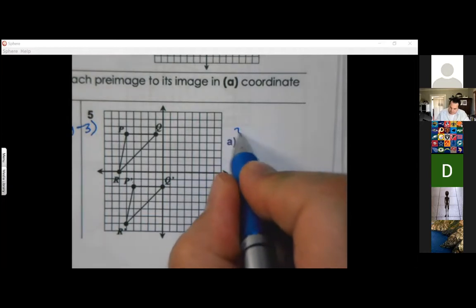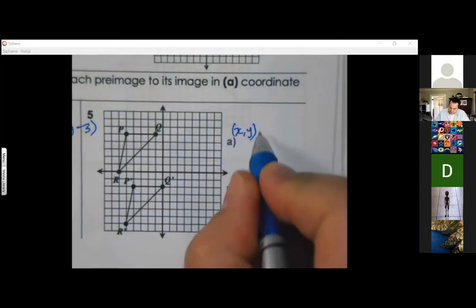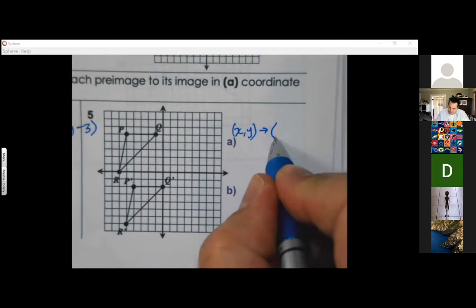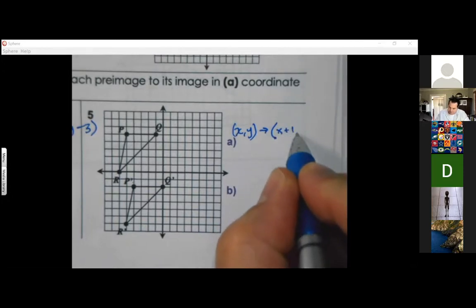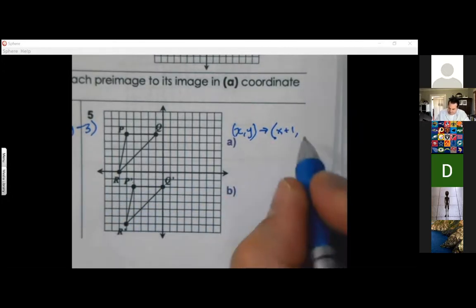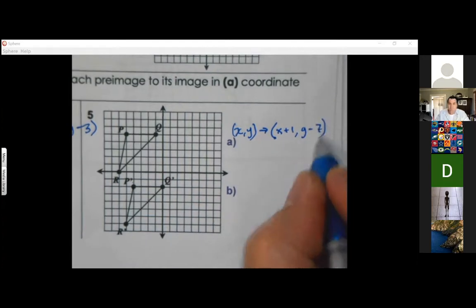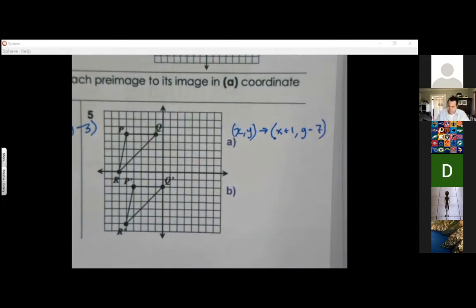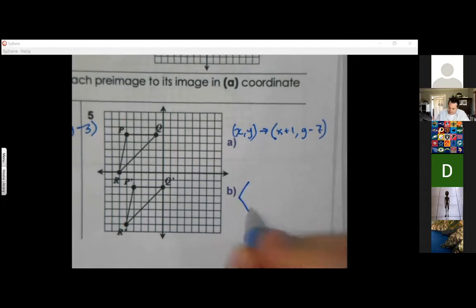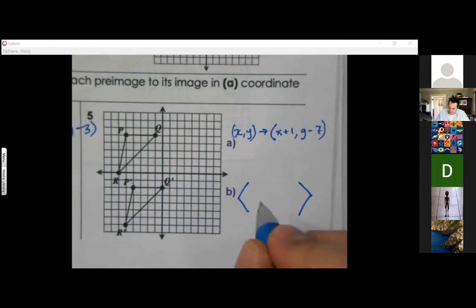So going from X, Y to x plus 1, just moving to the right, and then down 7, y minus 7. My vector notation is going to be a positive 1 and a negative 7.